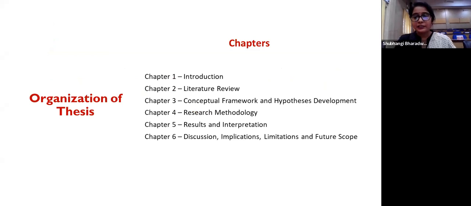The entire thesis has been divided into 6 chapters. The first chapter deals with introduction. The second chapter discusses the literature review. The third chapter pictures the conceptual framework after which hypotheses have been developed. The fourth chapter discusses in detail the research methodology adopted. The fifth chapter discusses the results and their interpretation. Finally, the last chapter discusses the findings, proposes theoretical and managerial implications, limitations, and directions for future research.